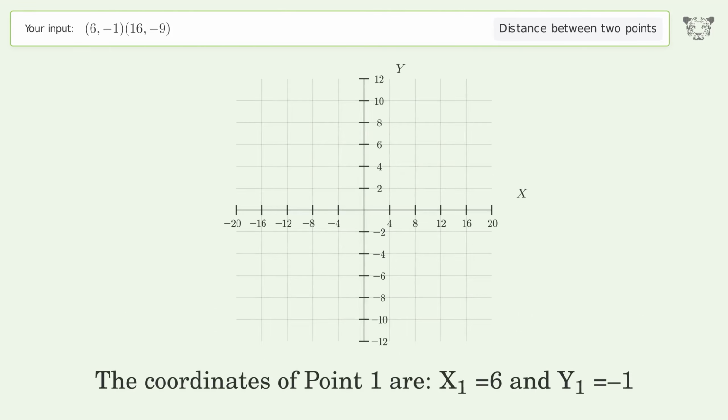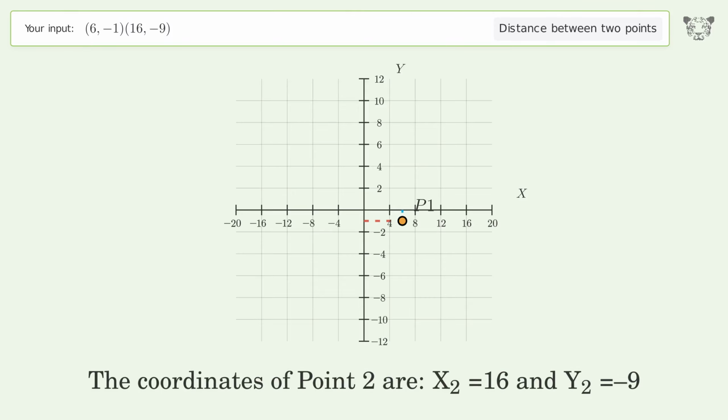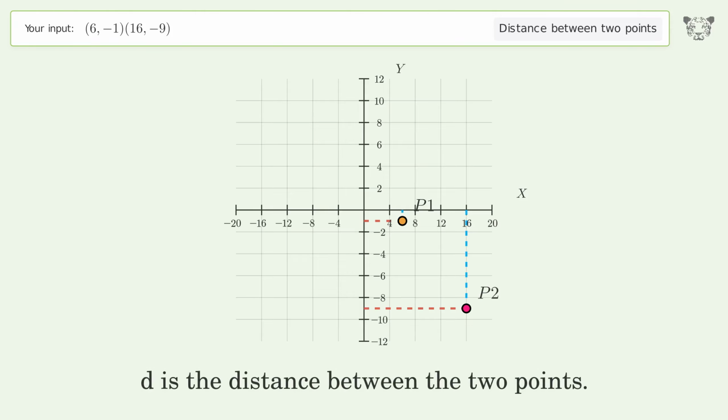The coordinates of point 1 are x1 equals 6 and y1 equals -1. The coordinates of point 2 are x2 equals 16 and y2 equals -9. D is the distance between the 2 points.